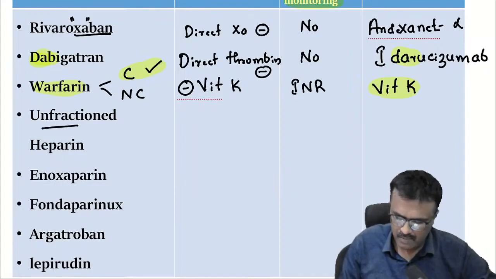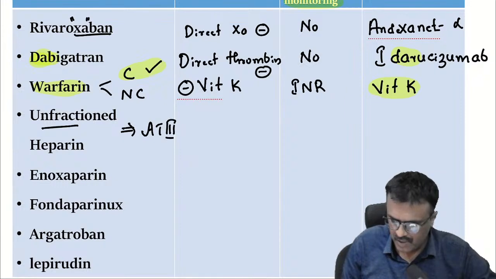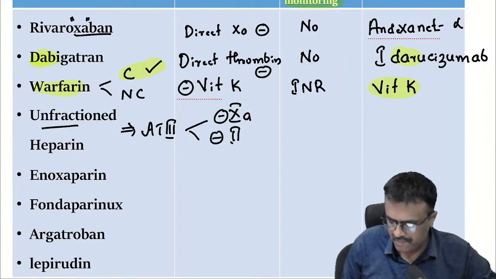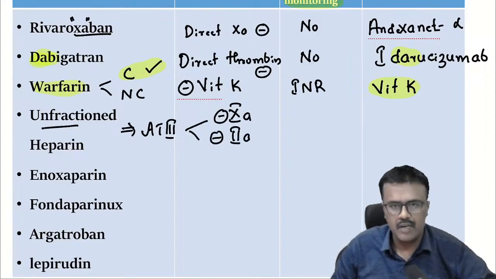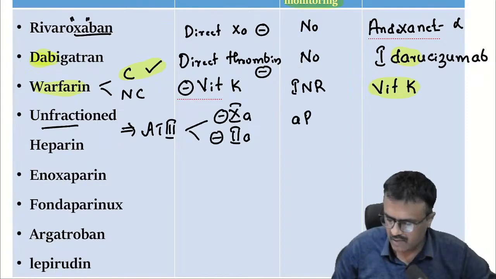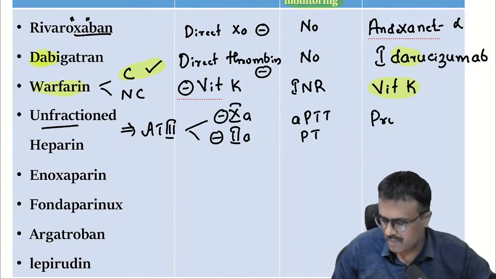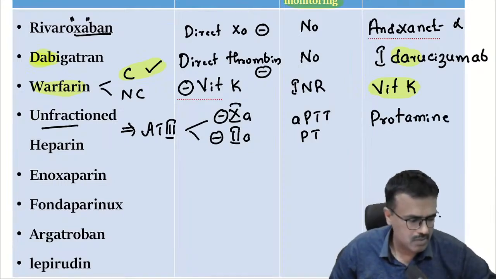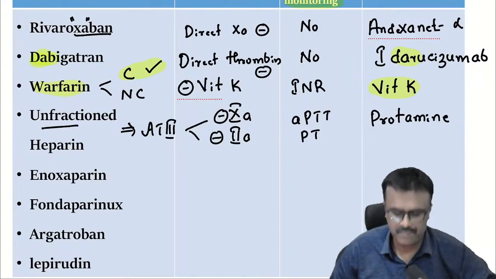Unfractionated heparin, what is the mechanism? It binds to antithrombin 3 and inhibits factor 10A and factor 2A equally. Does it require monitoring? Yes, it requires APTT as well as PT. The antidote is protamine sulfate.